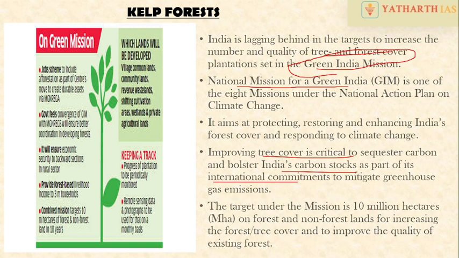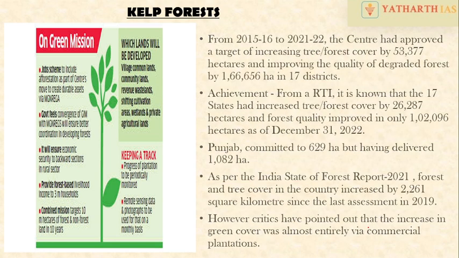The target under the mission is 10 million acres on forest and non-forest lands for increasing the forest or tree cover and to improve the quality of the existing forest. So from 2015-16 to 2021-22, the Centre had approved a target of increasing tree or forest cover by 53,377 acres and improving the quality of degraded forest in 17 districts. From the RTI, we got to know that 17 states had increased the tree or forest cover by 26,287 acres and forest quality improved in only 1,02,096 acres as of December 31, 2022.